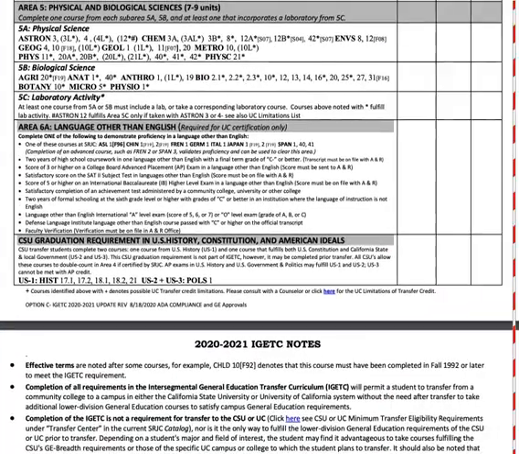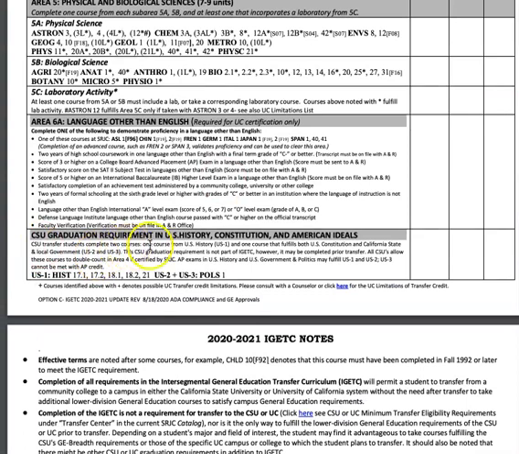Okay, moving along. Right here under CSU graduation requirement, this is required only if you're going to be going toward a CSU. The CSU requires for graduation, not admission, 1 U.S. history class and 1 government class.